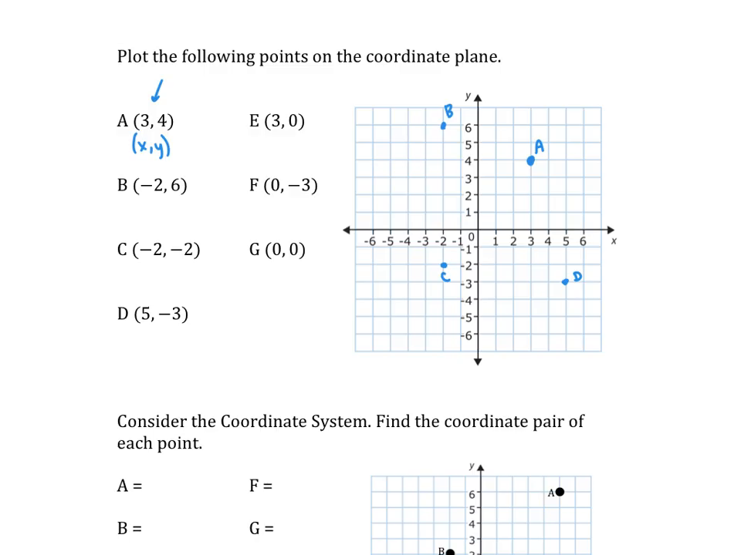Again, I'm going along the x-axis first and the y-axis second. Letter E is at 3, 0. So I'm just going to go to the right 3 units and then not up or down anything. So that's actually right along the x-axis. And that's letter E. Letter F, I'm going to go 0 to the left or to the right, and then down 3. So that will be along the y-axis, and that's letter F.